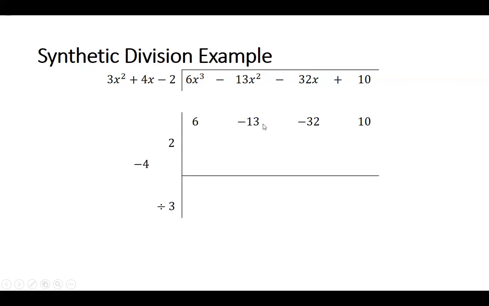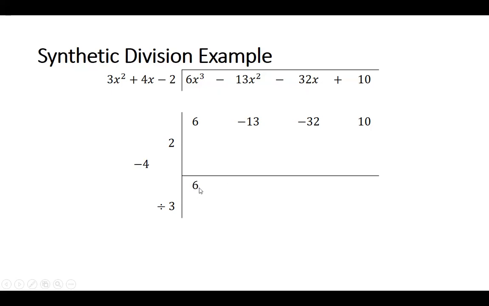So 6, negative 13, negative 32, 10. So just taking the coefficients, and then we have negative 2 gets turned into 2, 4 gets turned to negative 4, and that leading coefficient 3 becomes what we divide by on the bottom. Notice I am lining up these terms and their coefficients, 2, negative 4. We're actually going to use 2 lines to do this. So we're going to start out and bring down 6.